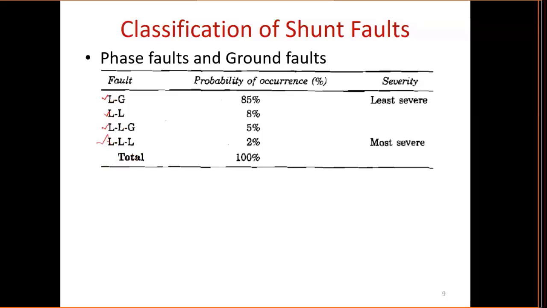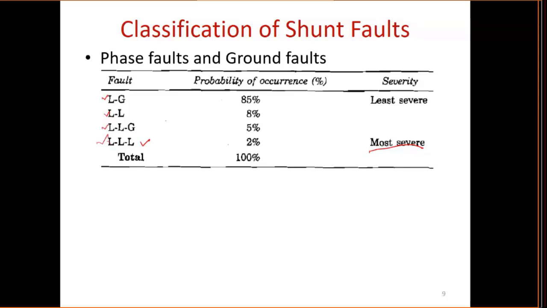So out of these faults, the three phase to ground and three phase faults are called the symmetrical faults, and they are the most severe faults, right? And the unsymmetrical faults like line to ground fault, line to line fault, double line to ground fault are least severe. However, the probability of occurrence is very high in the case of line to ground fault.